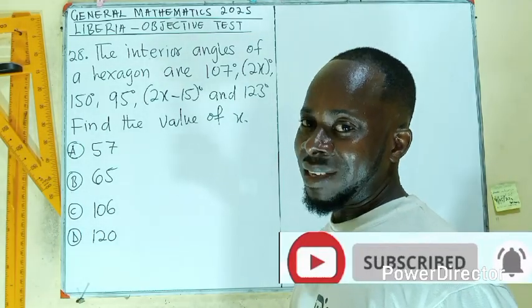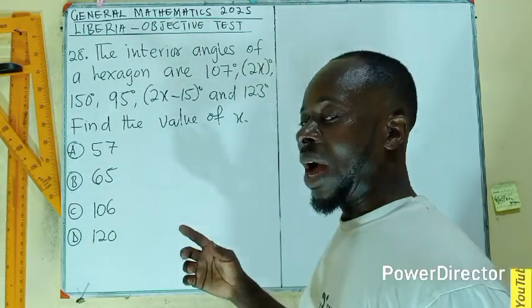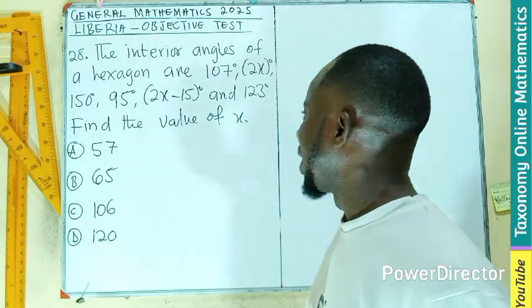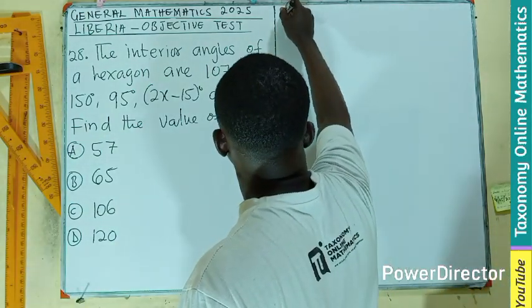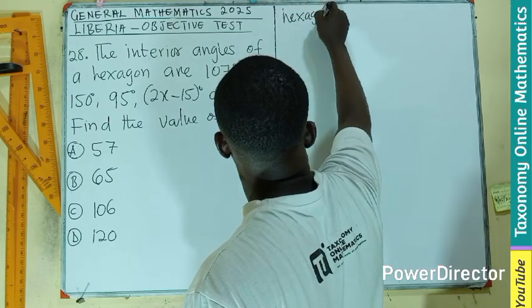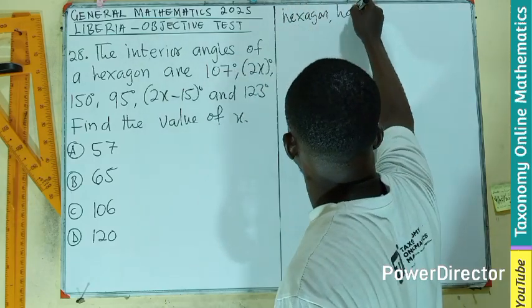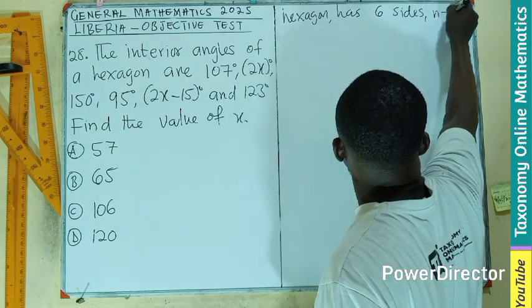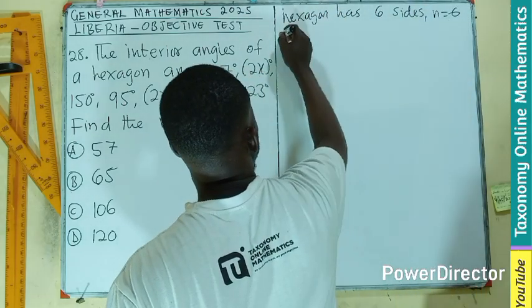We need to know what the hexagon is, and these are the interior angles, so we can add all of them equals to the total angles. So we can say that a hexagon has what? 6 sides, meaning n is what? 6.